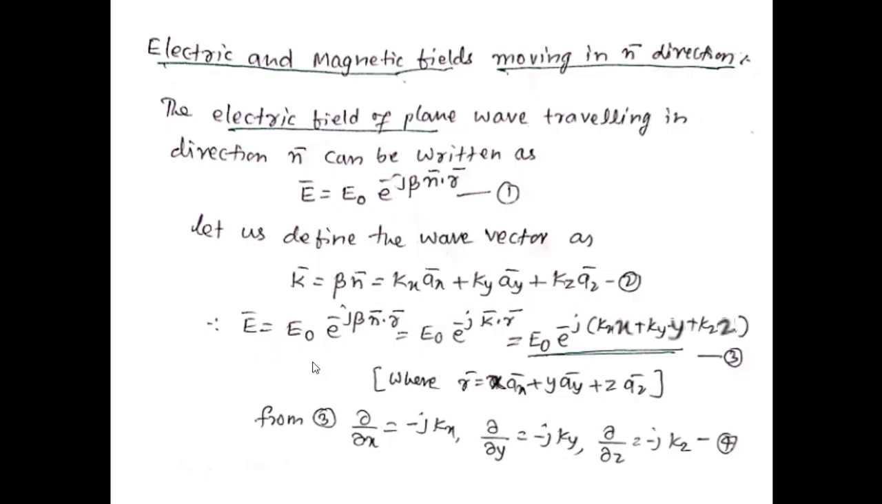Therefore, E bar is equal to E naught e raised to minus j beta n bar dot r bar, which is equal to E naught e raised to minus j k bar dot r bar, which is equal to E naught e raised to minus j times the bracket kx x plus ky y plus kz z, where r bar is x ax bar plus y ay bar plus z az bar. From equation number 3, the partial derivative dou by dou x is equal to minus j kx, dou by dou y is equal to minus j ky, dou by dou z is equal to minus j kz, equation number 4.